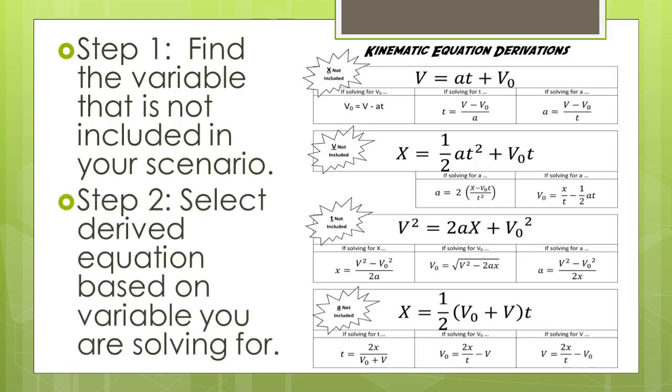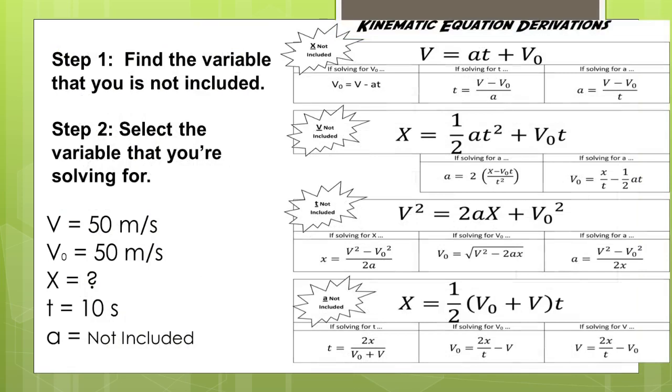The second step would be to select the derived equation based on the variable you're solving for. So if you look at the variables below, we find the one that's all by itself. If I'm solving for v sub 0, if solving for t, etc. And you would choose the equation based on that. So let's try a couple.